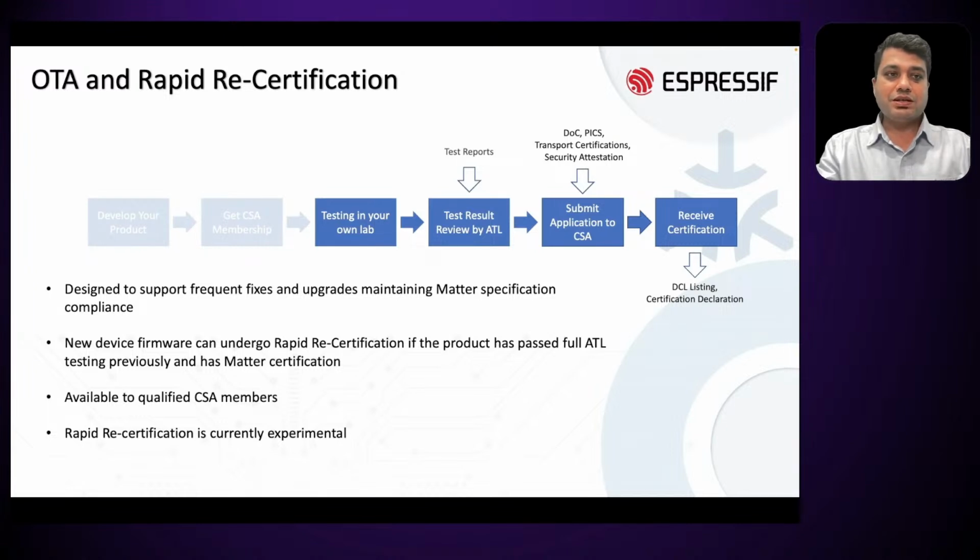So in this case, for the rapid recertification, what you essentially do is you test the product with the new firmware in your own lab. Then you submit the test report to the ATL for review, and then the ATL reviews the test report, and then you just submit the application to the CSA. When the CSA successfully reviews the application, you receive the certification in the form of a modified DCL listing, or you get a new DCL listing for your new firmware version, and you also get a new certification declaration.